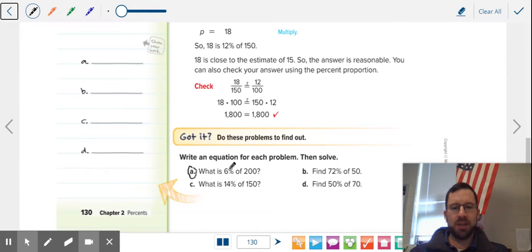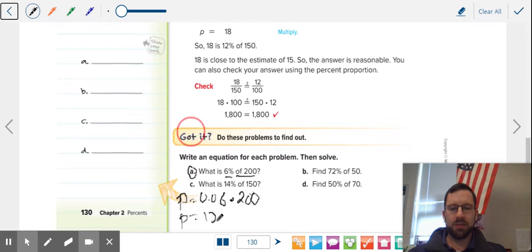So for A, it says, what is 6% of 200? Just like before, you identify the different parts of the problem. What is 6%? We know the percent right there. So 6% as a decimal, divided by 100, is 0.06. Out of 200, that means that's the whole. So that means we're solving for the part. So to solve this, we do 0.06 times 200, which is 12. Boom.